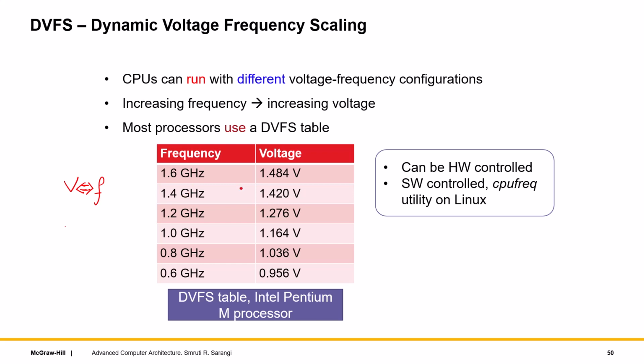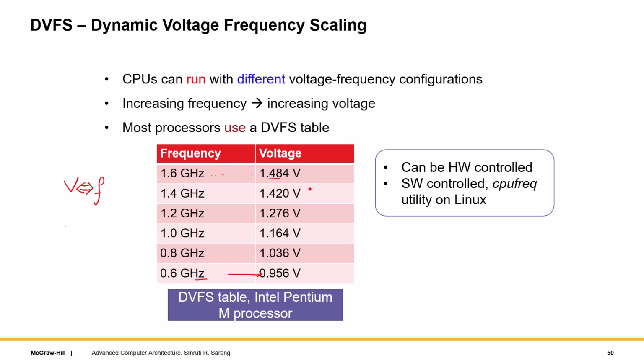So most processors, as you can see from the Intel Pentium M processor, have a table. It's a voltage frequency table or DVFS table that tells, given a frequency, what the voltage should be. If it is 1.6 gigahertz, what should the voltage be? 1.484 volts, the supply voltage, and again 0.6 gigahertz, 0.956, and so on and so forth. Recall that we had discussed these relationships threadbare in lecture 1 of the same slide set on power and temperature.